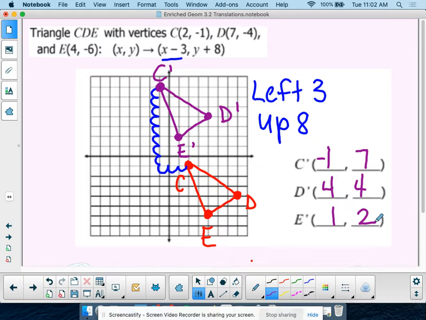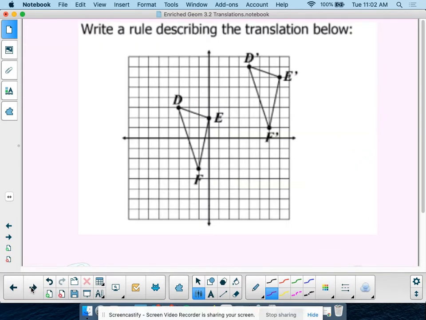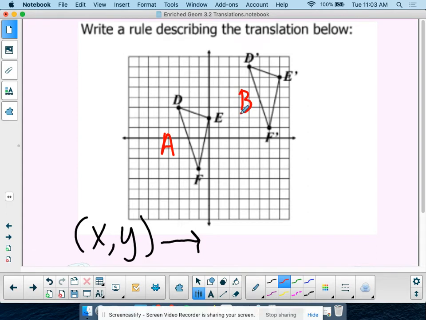All right, the next one, they give us our image and pre-image, and they want us to write the rule. So we're going to have x, y. Now we got to fill in the next part. Okay, so let's figure this out. We'll call this one figure A, and this one figure B. Which is the one I start with? How do you know? Yeah, we don't have the primes, right? So I know I'm starting with A, and I have to get to B.